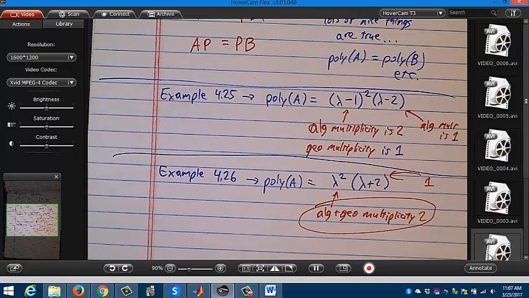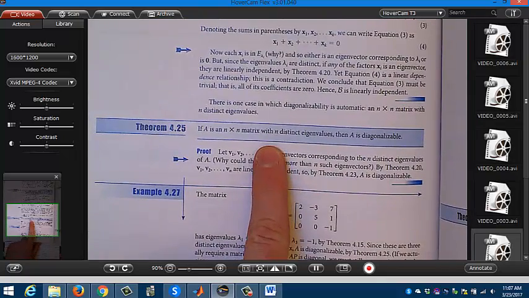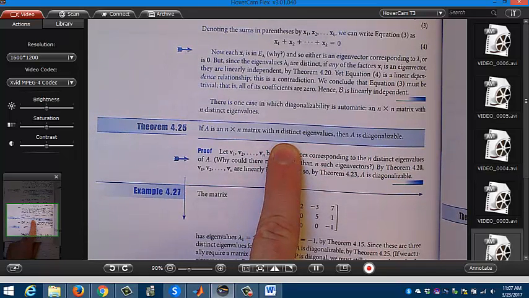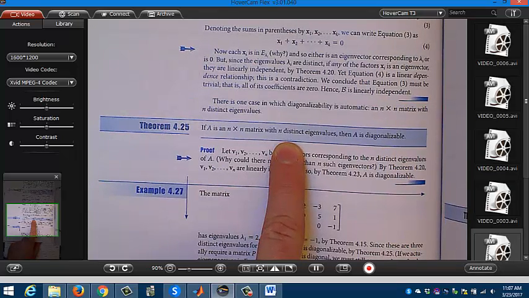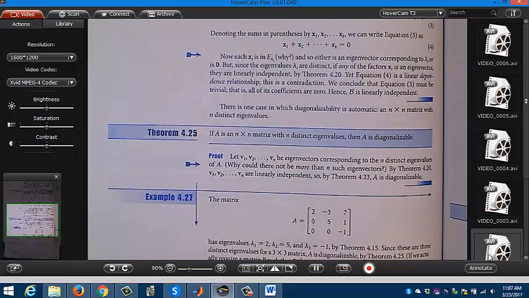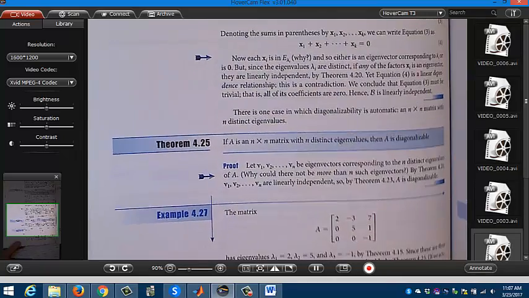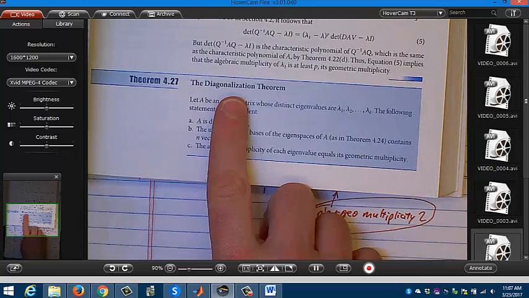So now you can actually prove the theorem that you mentioned to me earlier. Why is this true? Well, if it has n distinct eigenvalues, think about what the characteristic polynomial looks like. Each algebraic multiplicity would be 1, because they're distinct. And therefore the geometric multiplicity is also 1, and so it's diagonalizable. It follows from the theorem we were just talking about. Then they have this nice diagonalization theorem.